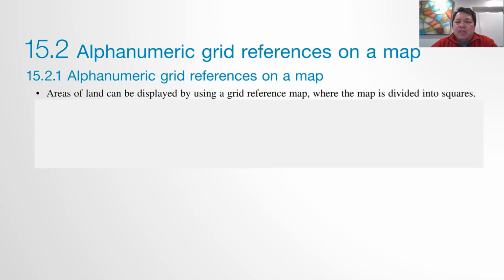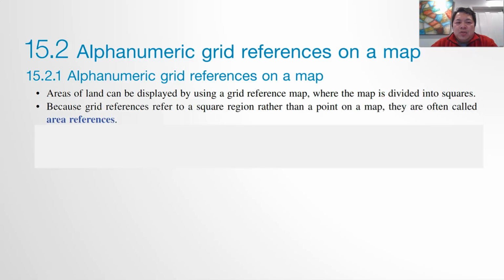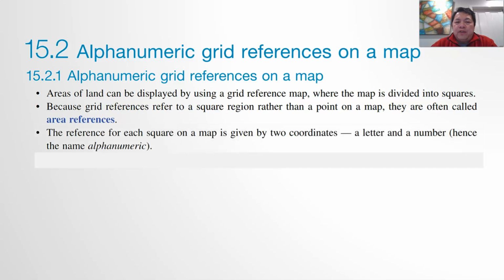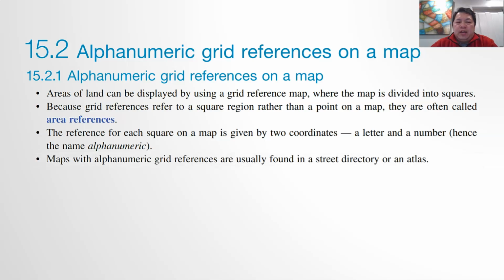So an area of land can be displayed by using a grid reference map, where the map is divided into squares. Because grid references refer to a square region rather than a point on the map, they are often called area references. The reference for each square on the map is given by two coordinates, usually a letter and a number, hence the name alphanumeric. Maps with alphanumeric grid references are usually found in a street directory or an atlas. In geography, I'm sure you will come across this when you're going through the topic on reading a map.